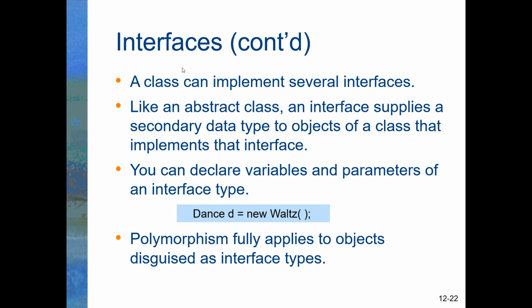So a class can implement several interfaces. Like an abstract class, an interface supplies a secondary data type to objects of a class that implements that interface. Actually, let me step back to this one. A class can implement several interfaces. So it's kind of like you inherit the properties of mom and dad. You can actually implement two things at the same time.